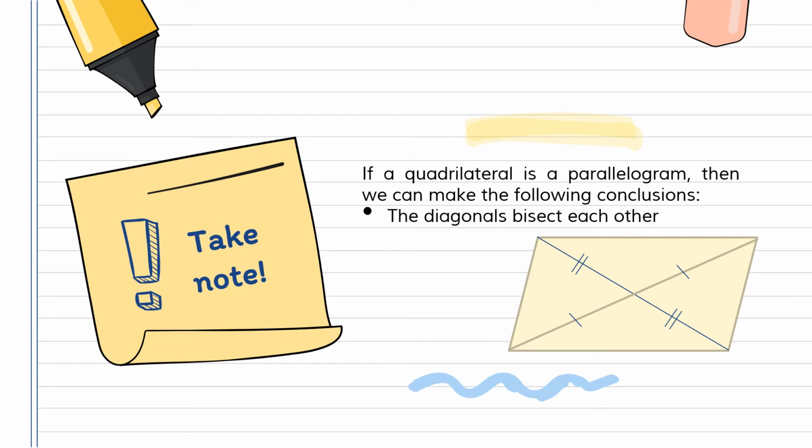For the fourth one, the diagonals bisect each other. The word bisect means that it divides the line into two equal parts. So this part is equal to this part and this part is equal to this part. Therefore, the diagonals do bisect each other.